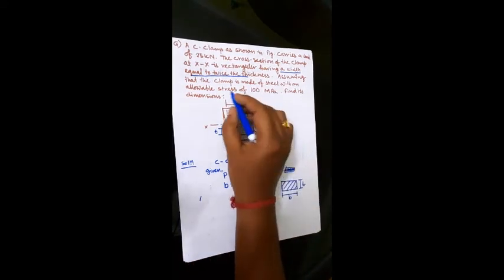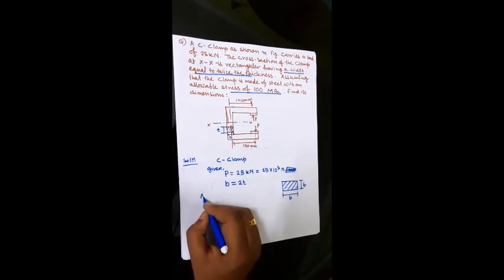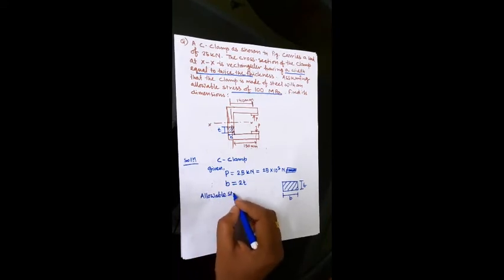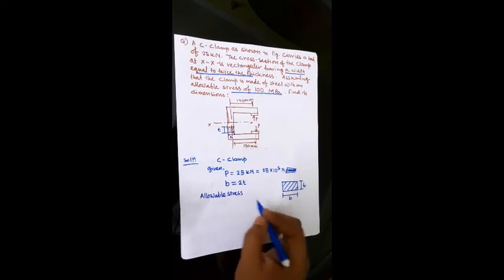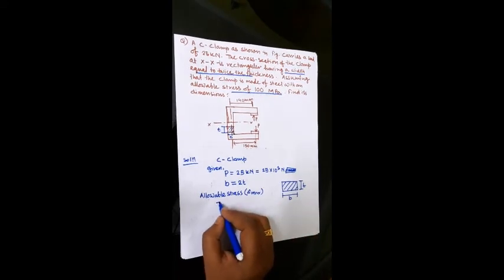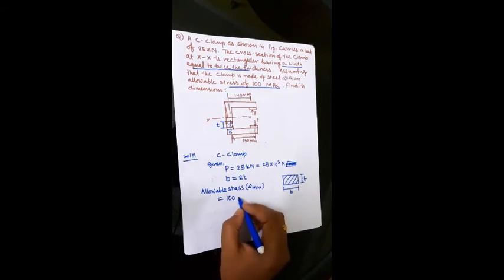And what is another thing given? Allowable stress is given. See, allowable stress is 100 megapascal. So this allowable stress is nothing but the sigma max value. This value is equal to 100 megapascal.